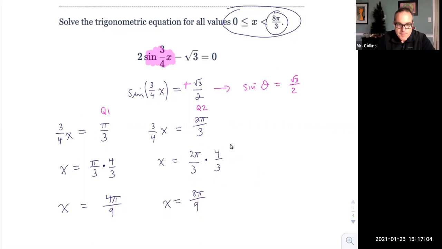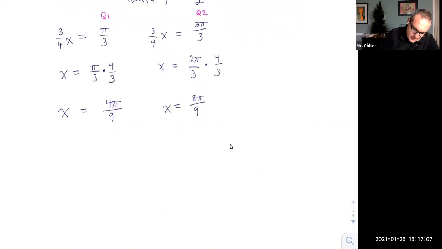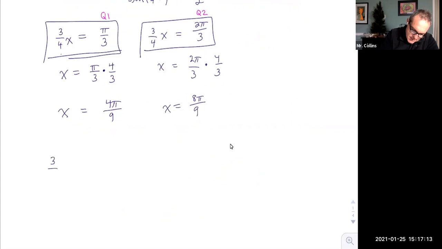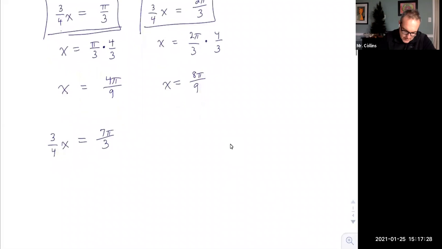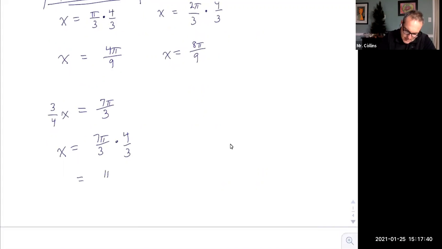So what does that mean? Well, I solved these two, but let's see if we can keep going. So in other words, π/3 is in the first quadrant. From π/3, if I run around the circle once, 7π/3 is also in the first quadrant, right? So let's see what happens if I do 7π/3 and solve for x. x would be 7π/3 times the reciprocal, which is 4/3, and that would give me 11. I'm sorry, not 11. 7 and 4, that's 28π/3.